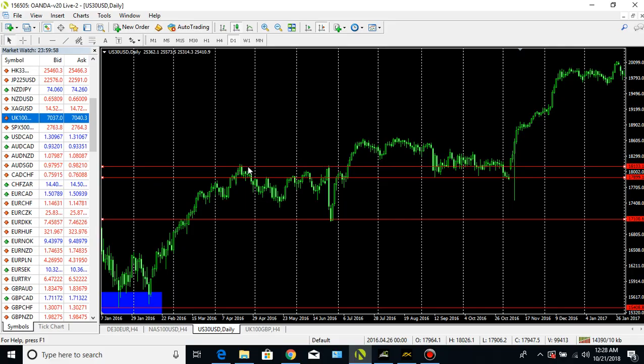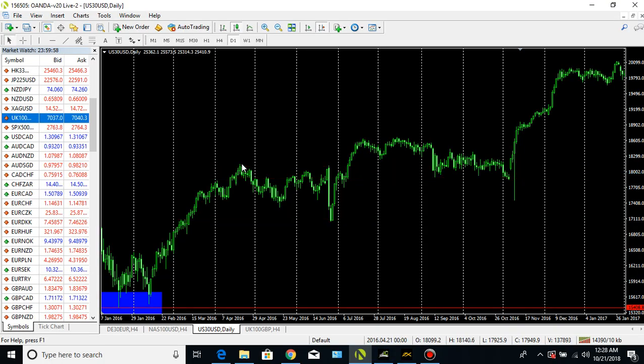Price turned here, and then here it came back and turned. Why did it turn here? It's repeating what it did previously, right? Remember, I said price always repeats what it did before, right? So now, look at this.